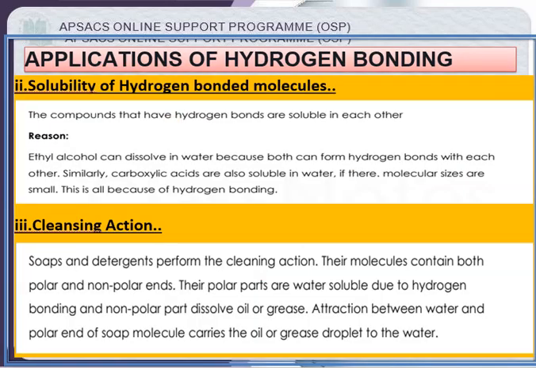Next is solubility of hydrogen bonded molecules. The compounds that have hydrogen bonds are soluble in each other. For example, ethyl alcohol can dissolve in water because both can form hydrogen bonds with each other. Similarly, carboxylic acids are also soluble in water if their molecule sizes are small. This is all because of hydrogen bonding.